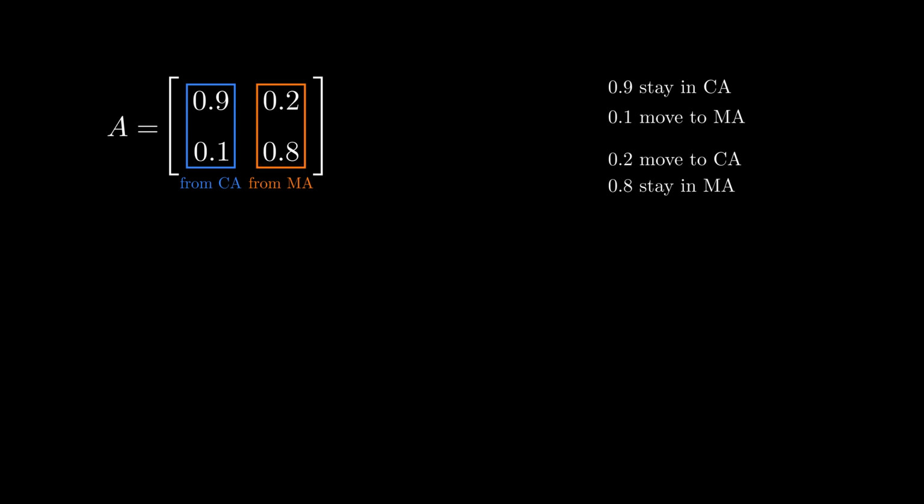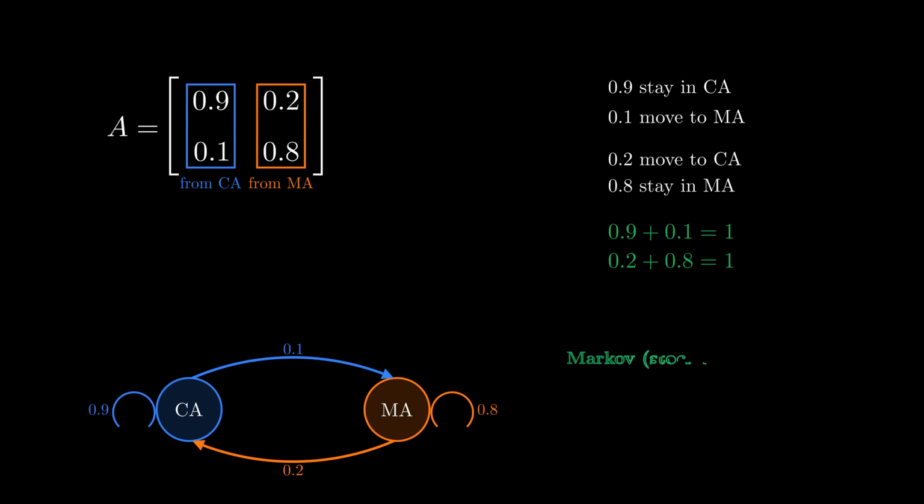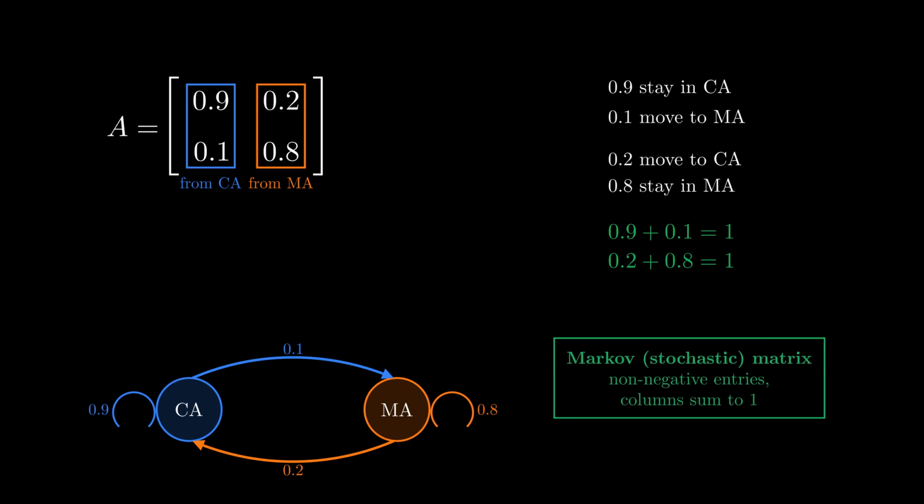Notice that each column sums to 1. 0.9 plus 0.1 equals 1. 0.2 plus 0.8 equals 1. That means every person ends up somewhere. No one is created and no one is destroyed. A matrix with this property, non-negative entries and columns that add to 1, is called a Markov matrix or stochastic matrix.